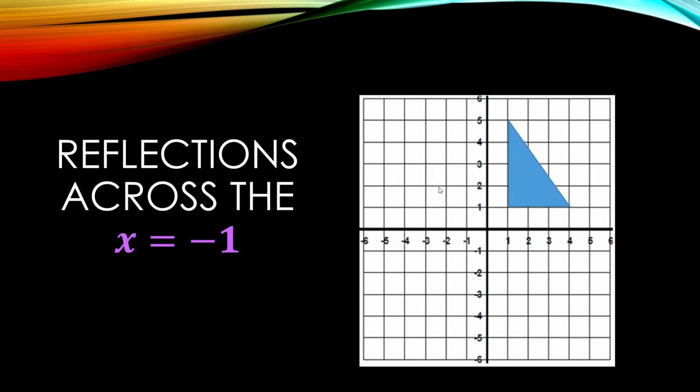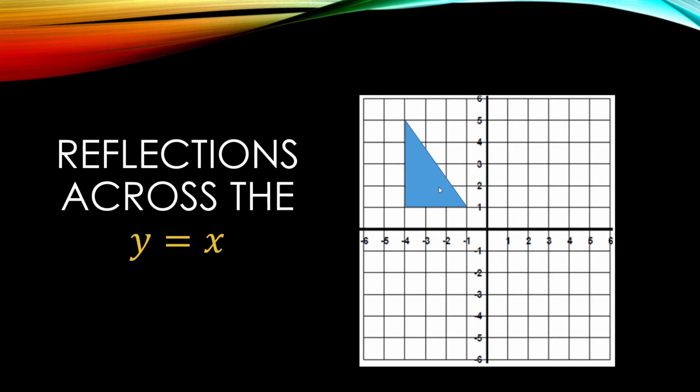We can also reflect other lines, such as x equals -1, which is this line. Here, this would be my mirror, and this would be the reflection. Again, notice how my triangle is 2 squares away from my mirror, so my reflection will also have to be 2 squares away.